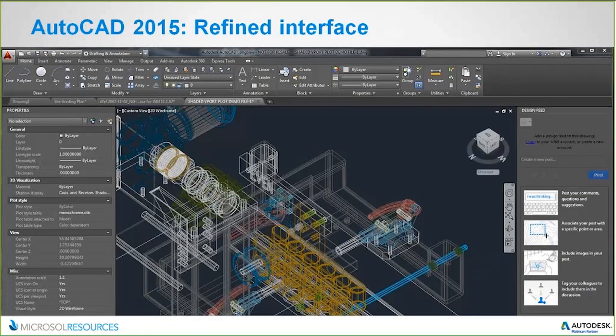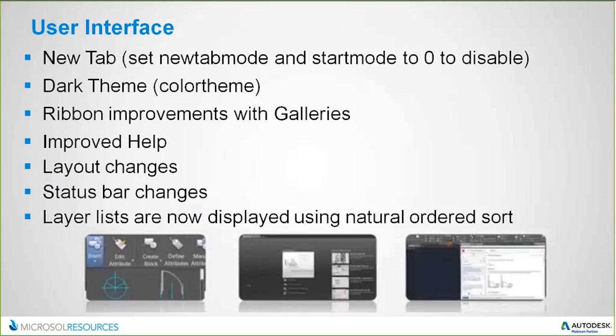So here's a quick picture of the new interface. As I said, it's a white on black background, and it is a lot more pleasing to the eye. If you take a look at this, I think once I open up the software, you'll agree. Now, as far as the interface itself is concerned, there is a new tab button that I'm going to show you here in a second, as well as the dark theme. There are some improvements with the ribbon and with the help tools. There are some changes with the layout, the way the layout tabs show up, as well as the status bar and layer list. So I'm going to go ahead and switch over to AutoCAD real quick.